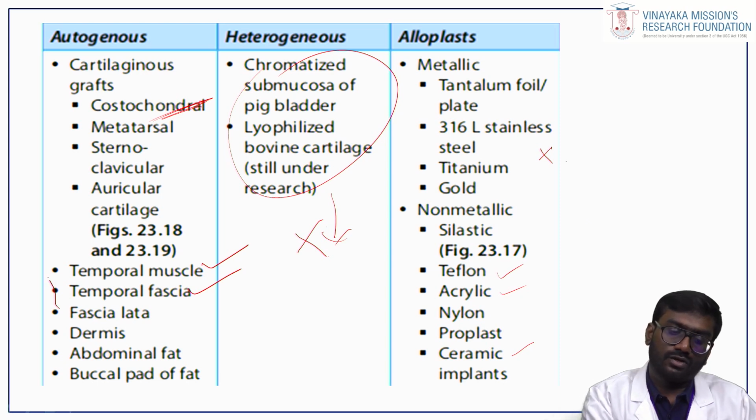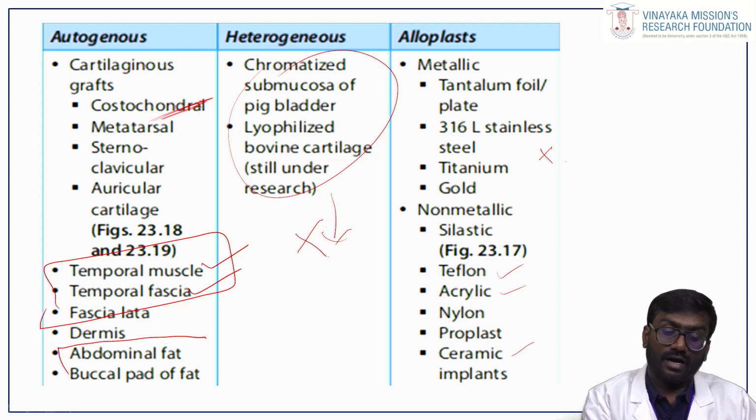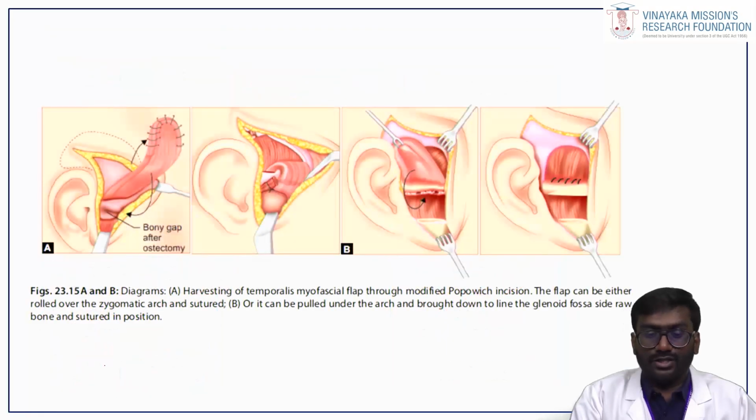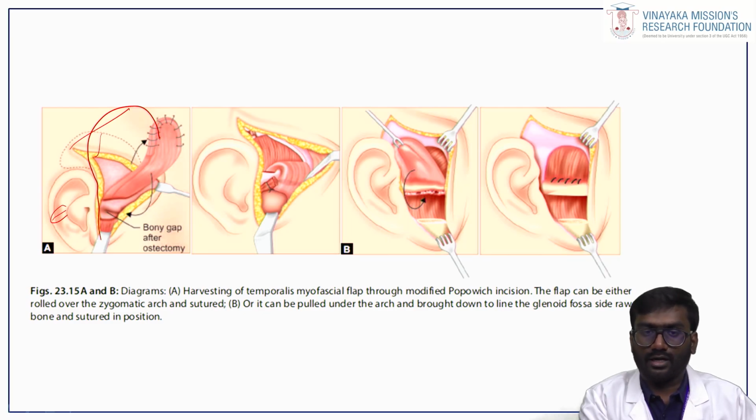The most commonly used are the temporalis fascia, temporalis muscle and abdominal fat, which have shown promising results in interpositional arthroplasty. This is a picture of what I was talking about. This is the ear of the patient, and this is the temporal region. Along with the preauricular incision, you give a question mark shaped or hockey stick shaped opening in the temporal region, which is called Al-Kayat-Bramley's incision, the usual incision given for temporomandibular joint ankylosis when you are planning interpositioning.